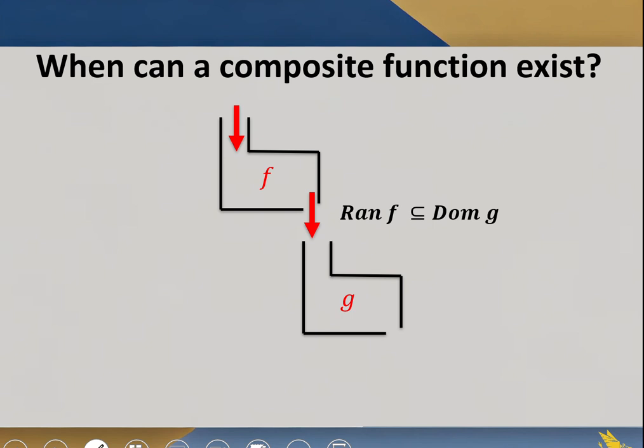Another way to think about it is if the composite function exists, then the range of our first function will be a subset of the domain of the g function. If it is not, then the composite function won't exist unless we put restrictions on our function.